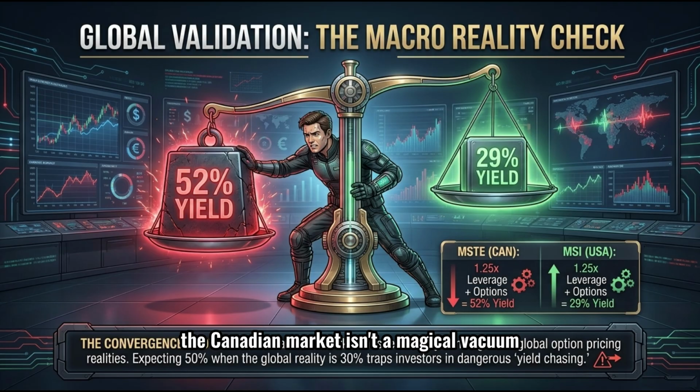The Canadian market isn't a magical vacuum. It must eventually converge with the global reality of option pricing. A distribution cut isn't a sign of mismanagement. It's a necessary alignment with the global macro yield curve for this specific asset class. Expecting 50% when the market reality is 30% is how investors get trapped in yield chasing.